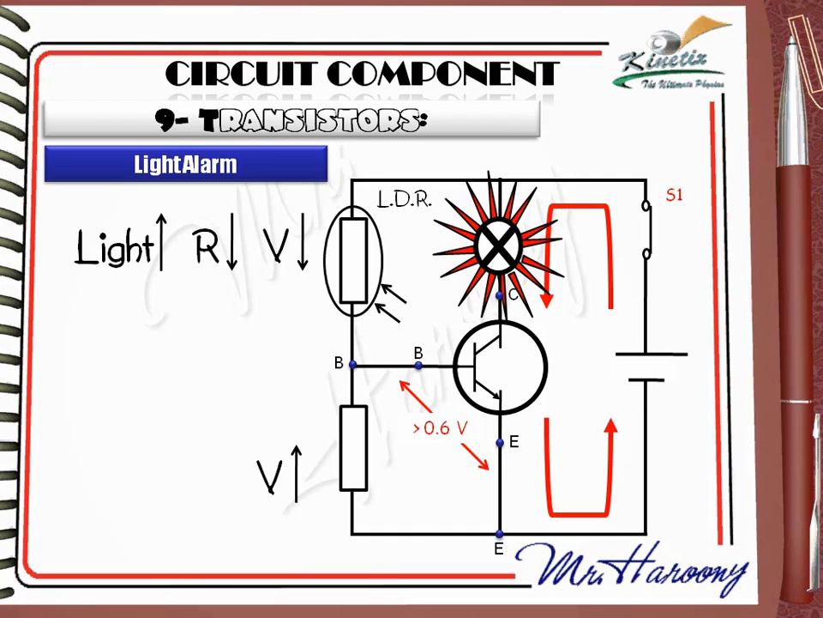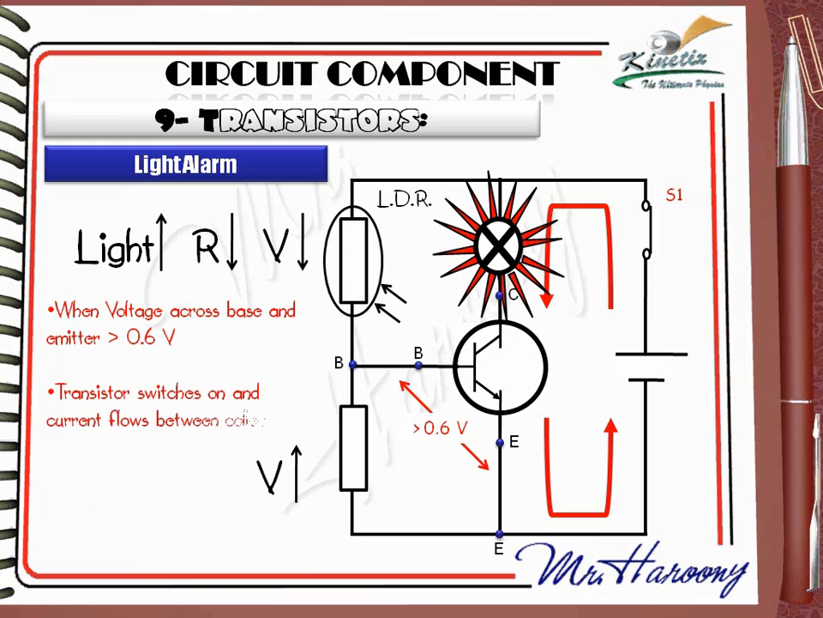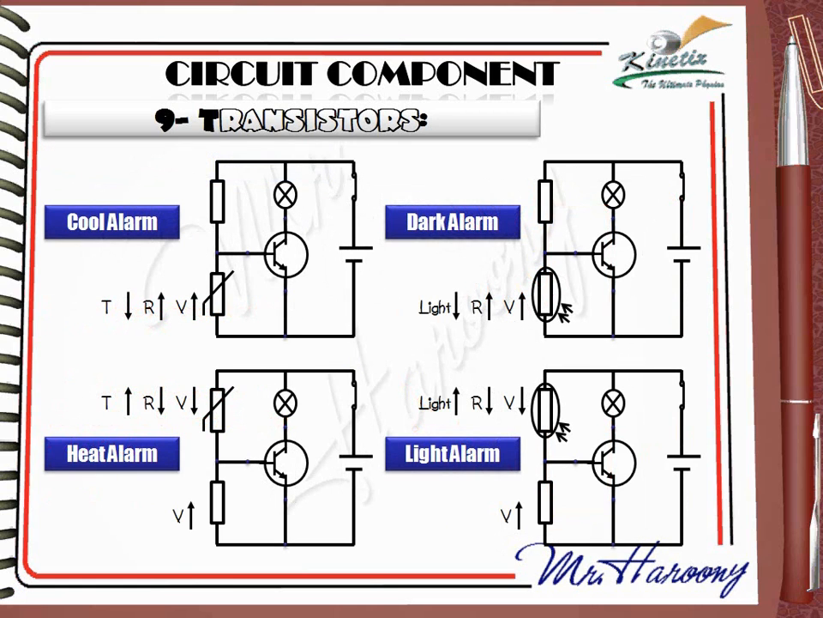You will find that the bulb will light when light intensity increases. When voltage across base and emitter becomes greater than 0.6 volts, transistor switches on, current flows between collector and emitter, and the lamp lights. These are four examples to show how the transistor can be used in alarm circuits. There are many other sensors that can be used, like a humidity sensor to make a humidity alarm, using the same idea.